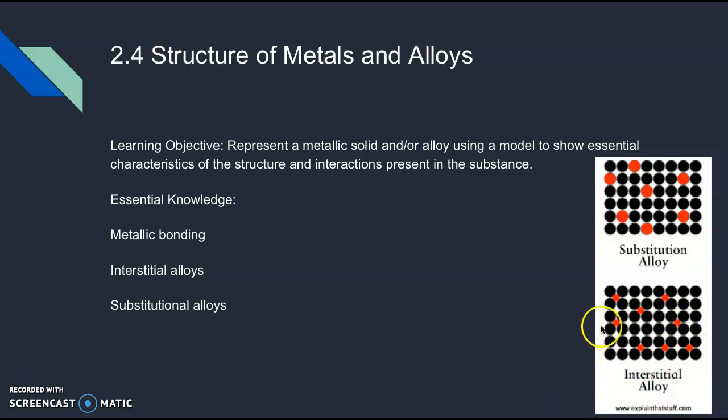An example of that would be like carbon steel, where carbon's very small and it can fit in between the spaces between the iron atoms. Substitutional alloys, that would be a picture of that right here. That's where you have similar sized particles where they just kind of replace one another.